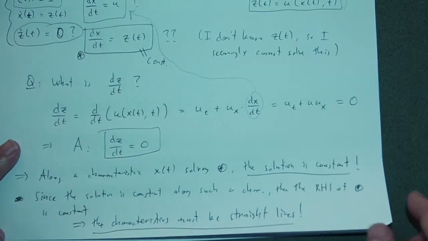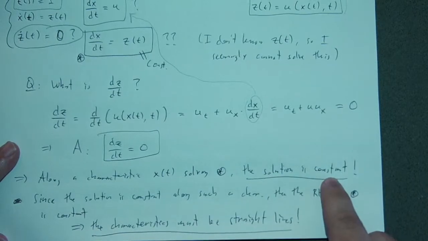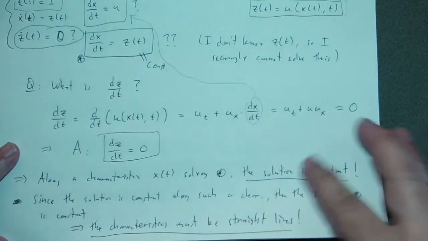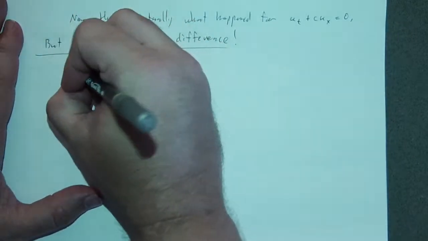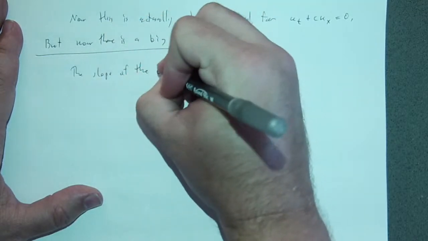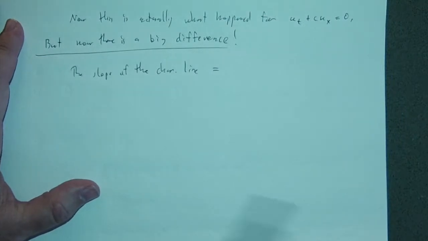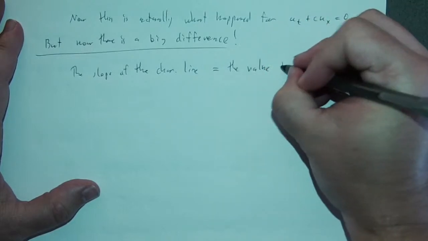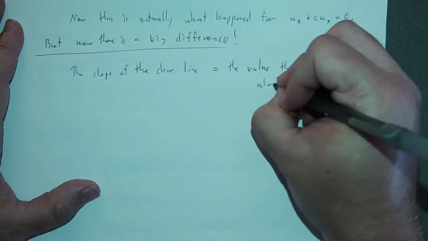So the characteristics must be straight lines, and along those straight lines the value of the solution is constant, but the constant is the slope of those lines. So what is this big key difference? It's that the slope of the characteristic line is equal to the value the solution takes on the line, which of course is going to be constant. So the value the solution takes along the line.